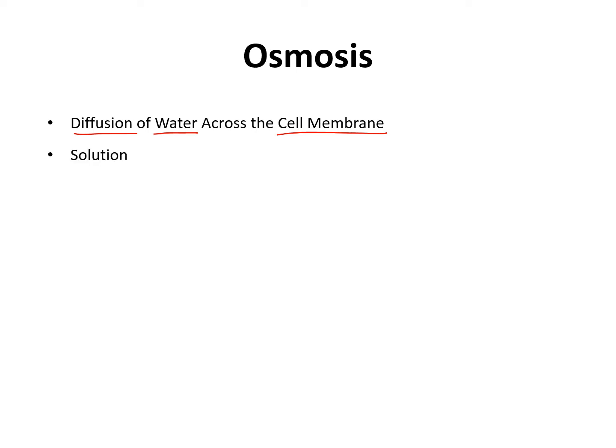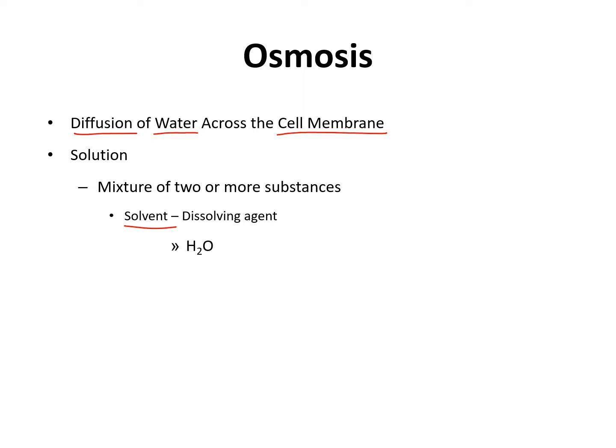With osmosis, we are concerned mainly about solutions. And a solution is a mixture of 2 or more substances. The first substance is called a solvent, and the solvent is the dissolving agent. And in biology, it's really easy because the solvent is always water. In chemistry, the solvent can be something else like alcohol, but in biology, the solvent is always water. So whenever you hear the term solvent, in terms of biology, it means water.